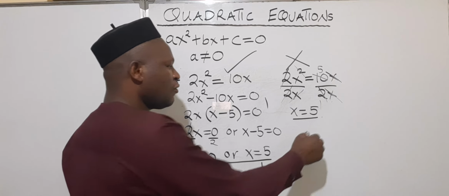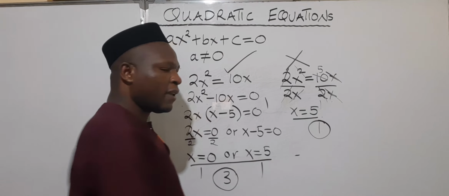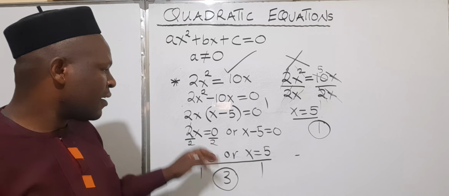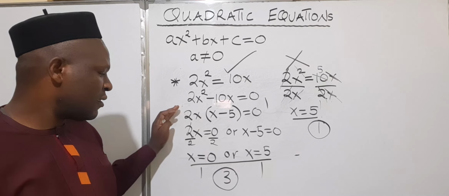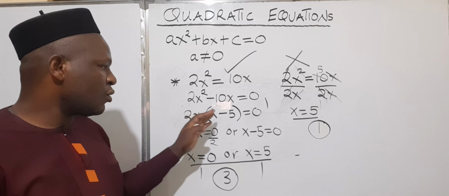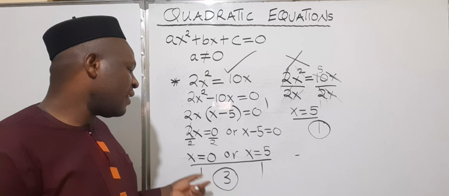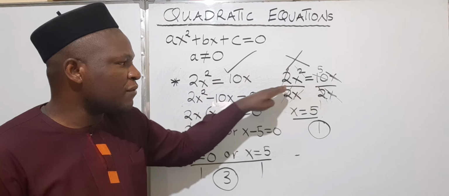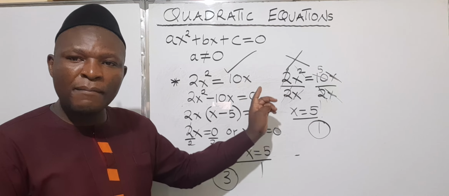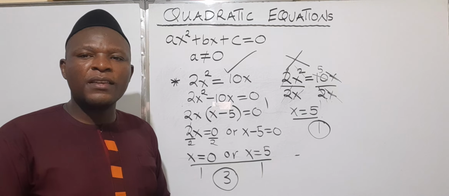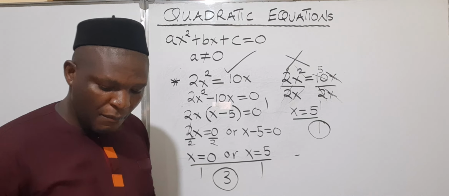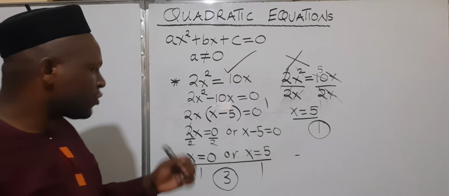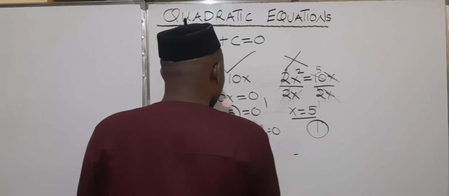you may just end up having 1 mark. The reason is the method is not well followed and the second answer is not there. So never should you divide like this. Remember, we are focusing on the factorization method. Let's go to the other one.